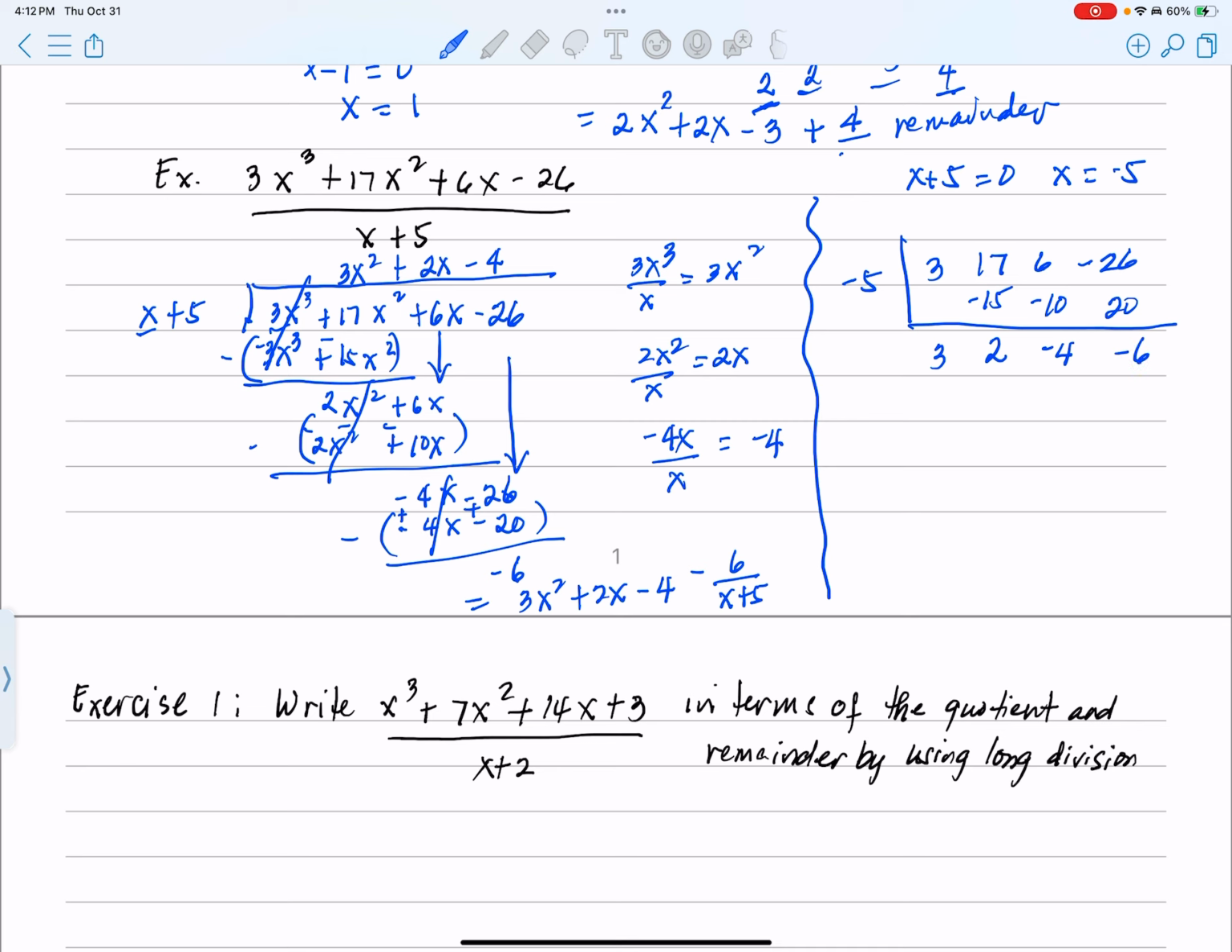So how are you going to write down your answer here? Look at the highest degree. The highest degree is 3. So your first term should be 3x, one power less, that is 2. Okay, 3 minus 1 is 2. Then the next one is 2x, then minus 4, then minus the last one is our remainder, so you can write that over x plus 5. That's it.